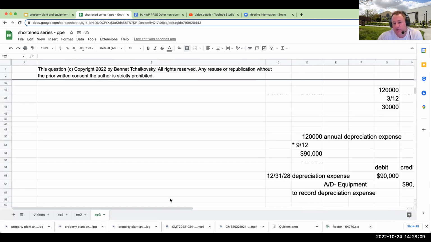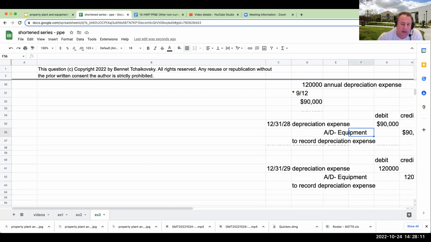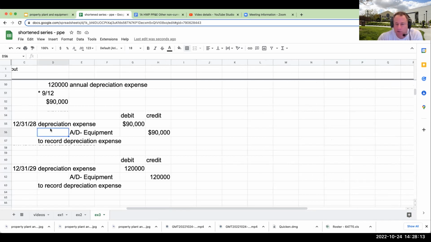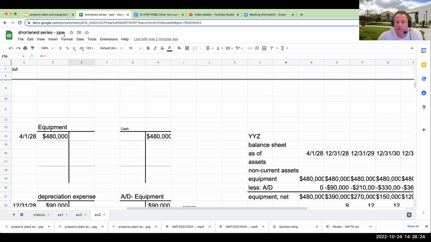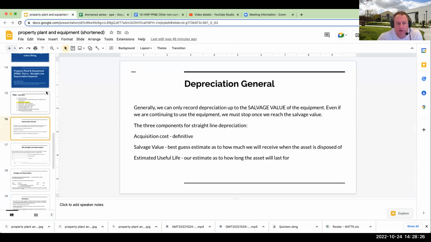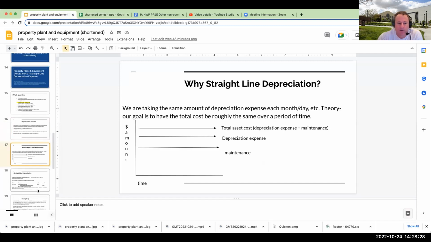And then again, for the journal entries, the format is never going to change. It's always going to be a debit to depreciation expense and a credit to accumulated depreciation on equipment. So that wraps it up here for straight line. Those are just some things to consider as you're doing this question.